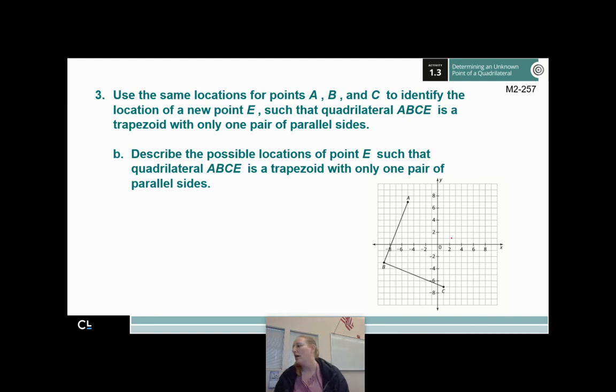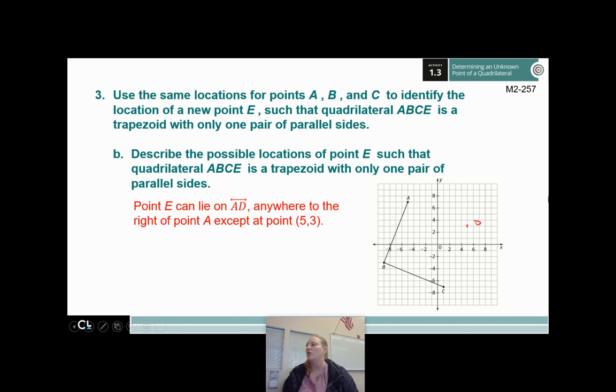So we don't want it to be point D, right? Because if it's point D, that doesn't work for us too well because that makes a square. We don't want a square. We only want one pair of parallel sides, not two pairs. So I was thinking of a few things. First of all, I thought that point E can be anywhere on the line AD. If I were to make that go forever and ever, it can be anywhere on this line except 5, 3, right?